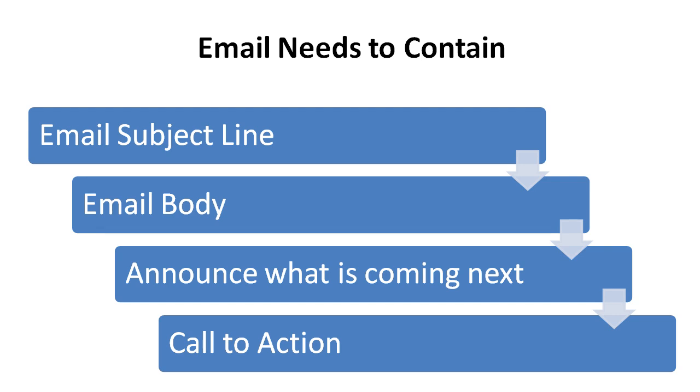Now let's talk about the email. The email itself needs to contain the following. So we have the email subject line, and I'm going to walk you through step by step here. The email subject line is basically what people see first. So when the autoresponder sends them an email, that's what they're going to see.